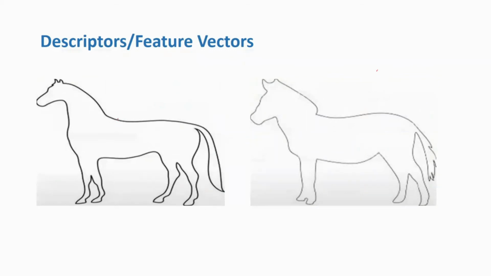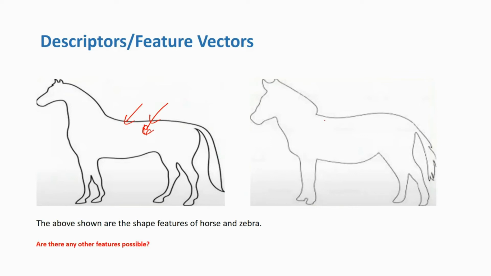We have two types of features here. One is called the shape feature. Shape feature means what? This is the shape feature. How the shape of the horse is, how the shape of this zebra is. So one of the features of any image is the shape or boundary. You can also call it the boundary, the external thing. What is the boundary of some image?